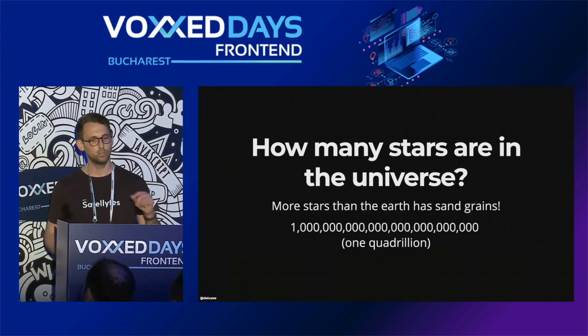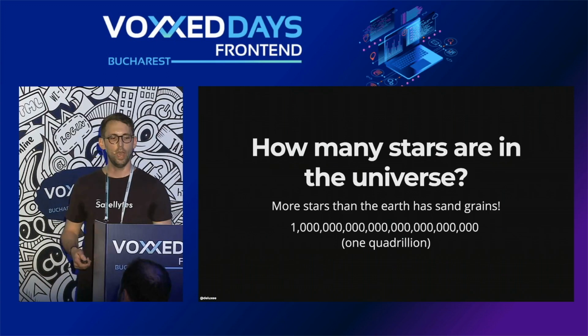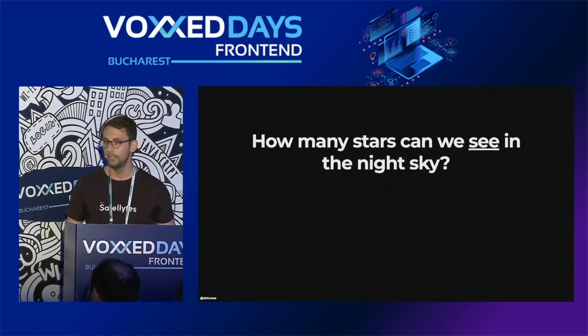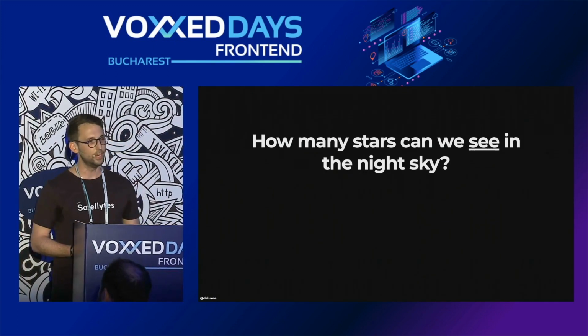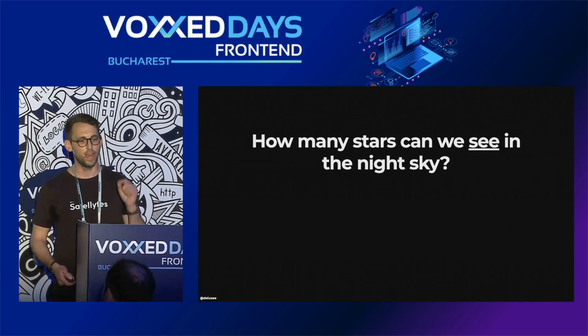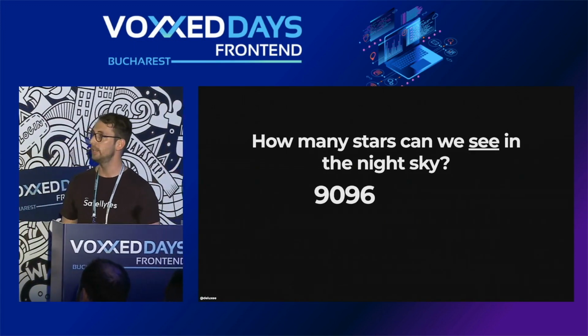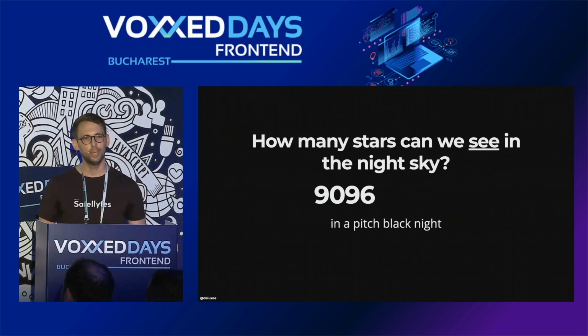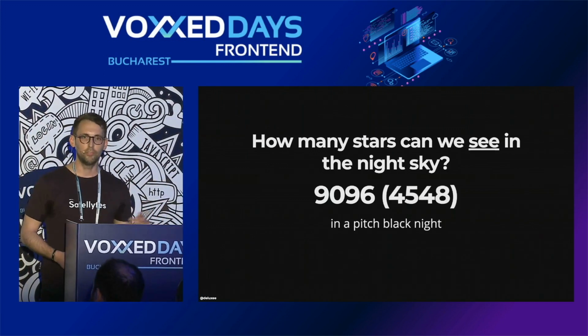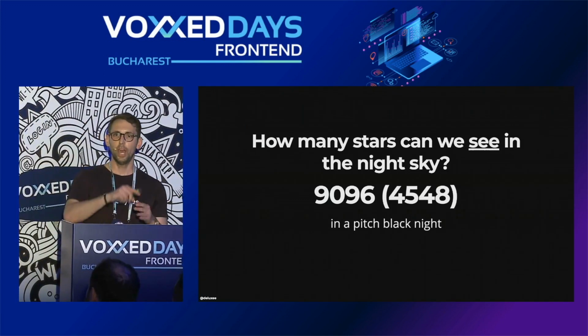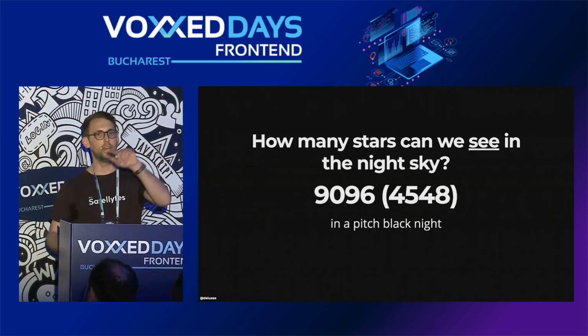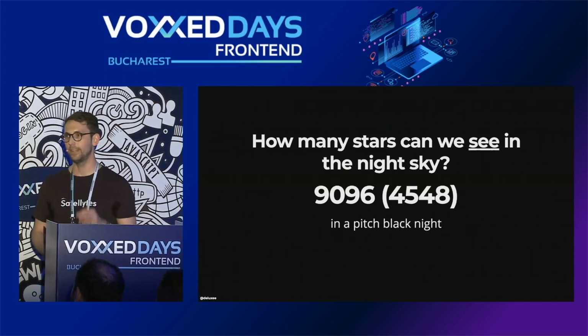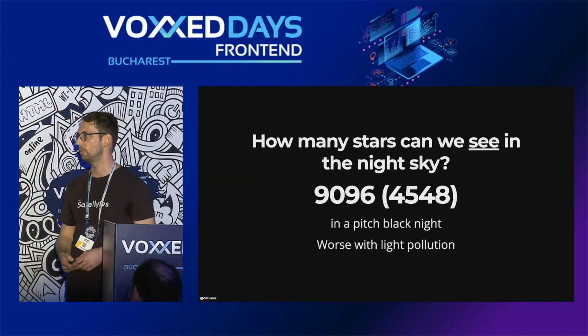So maybe we should rephrase our question to how many stars can we see in the night sky? The answer is exactly 9,096 stars in a pitch black night. And actually, it's only half of it as we are living on a globe and we can only see half of the sky at any given position. And it gets so much worse with light pollution.